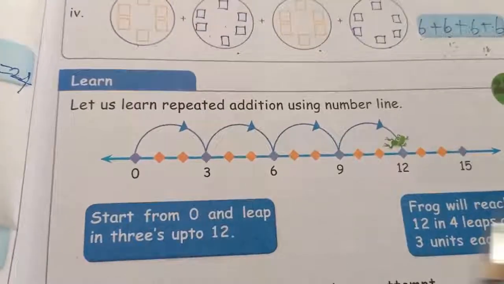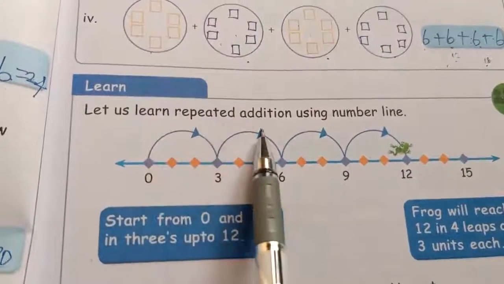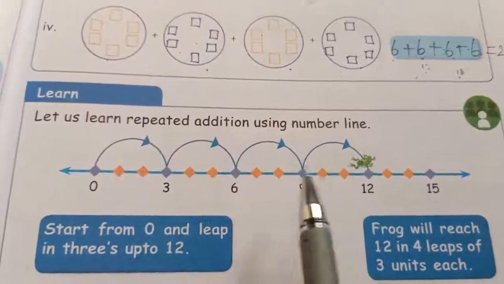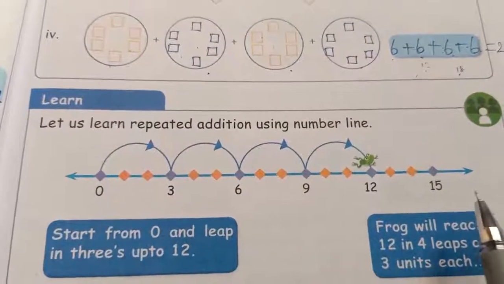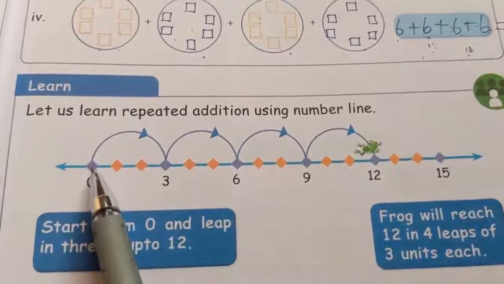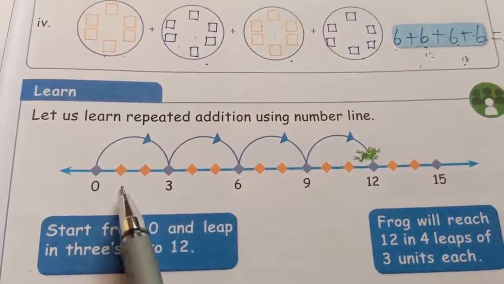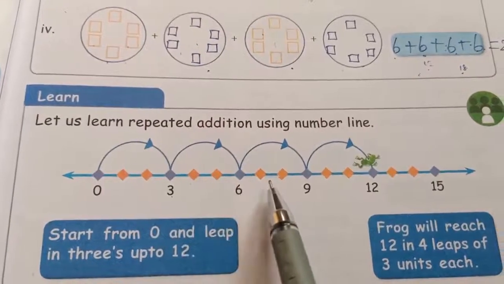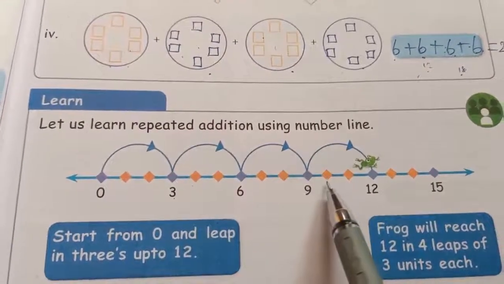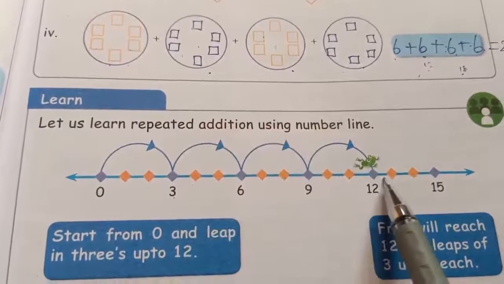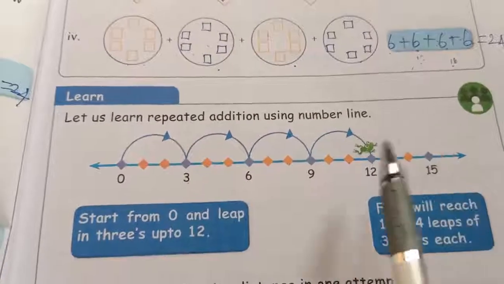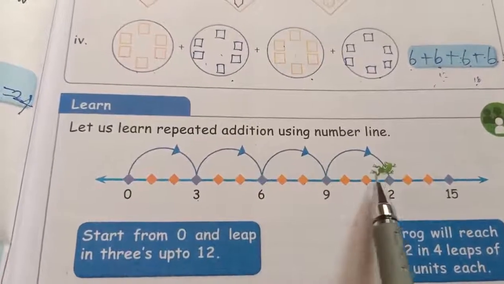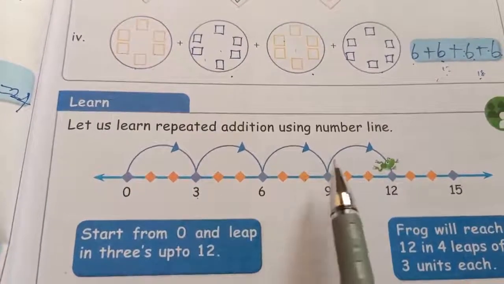See the next topic ma. Let us learn repeated addition using a number line. Okay, we have the number line here. What are the numbers? 0 to 15. See, this one represents 0. Next 1, 2, 3, 4, 5, 6, 7, 8, 9, 10, 11, 12, 13, 14, 15. Okay, see here this arrow mark. Observe this arrow mark.